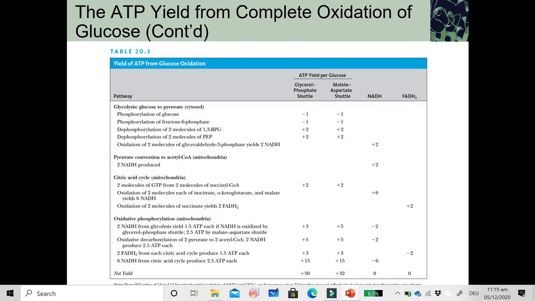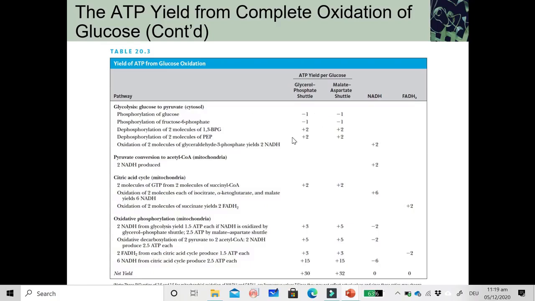Okay, so let us go back again to the synthesis of aerobic respiration. Remember, aerobic respiration consists of glycolysis, then the action of pyruvate dehydrogenase converting pyruvate to acetyl-CoA, the citric acid cycle, and the oxidative phosphorylation in the mitochondria. So let us consider what happens.